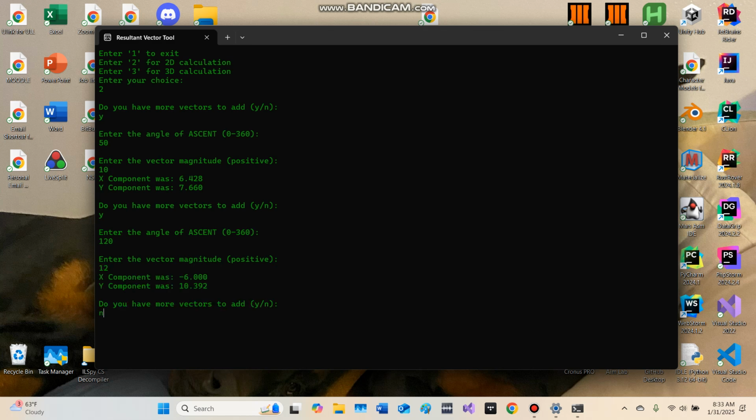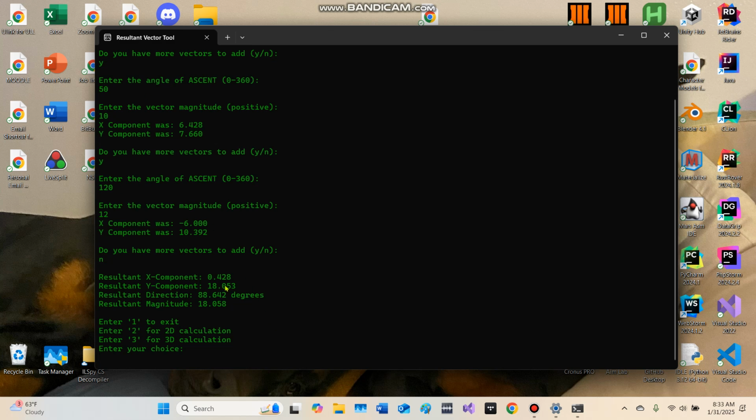Say we have no more vectors to add, and now we're given all the resultant vector components. So we're given the x and y components of each of these two vectors. The first one being 50 degrees means it is moving up and right, so both being positive makes sense. This angle is 120, which means it is moving to the left and up, so negative, positive makes sense.